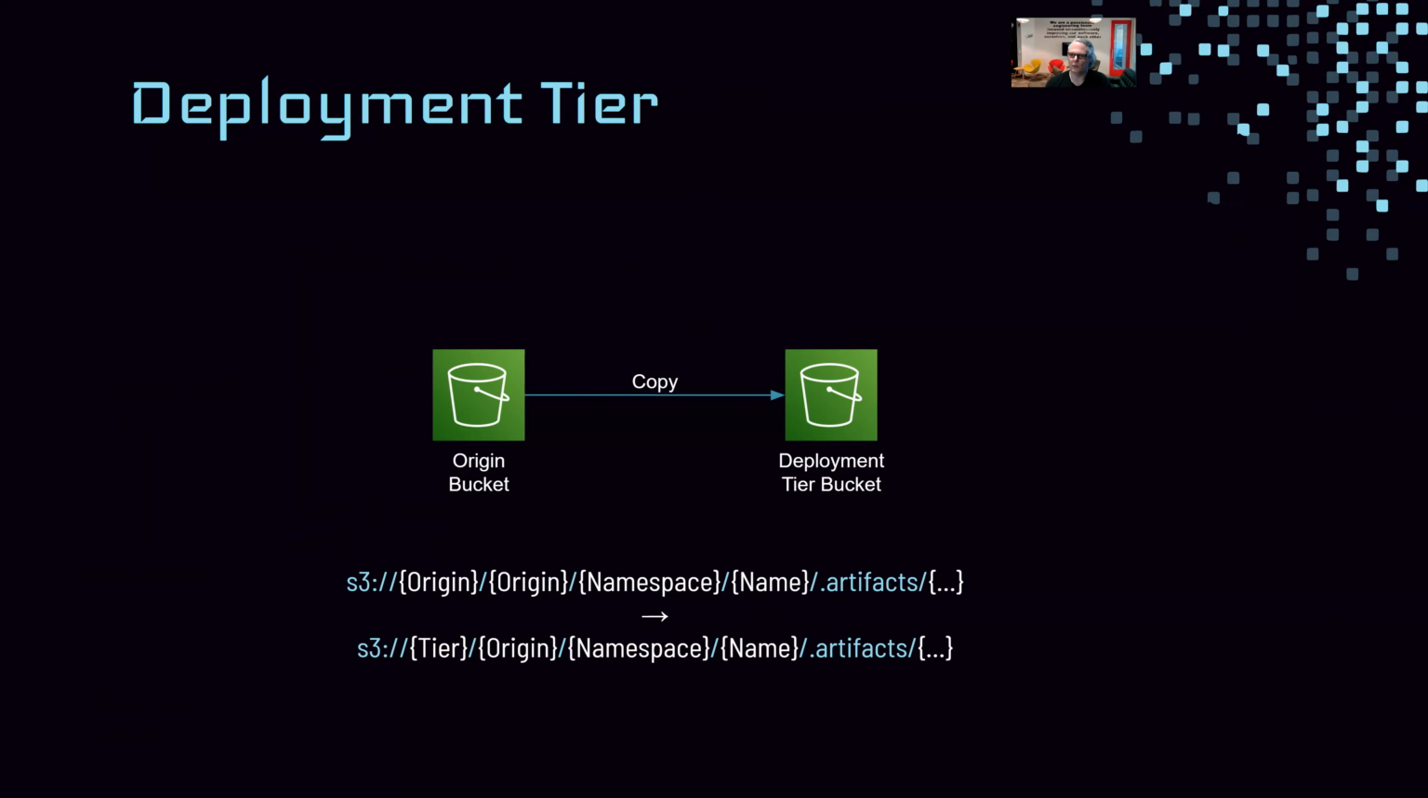So the problem of which bucket to publish to is implicitly solved. And then there's a very simple rewrite of only the name of the bucket, really. When copying, we keep the origin name, we keep the namespace, we keep the name and any artifacts that are underneath, and they all get brought into the deployment tier bucket from any number of origins that are needed. So that's the process by which this works.